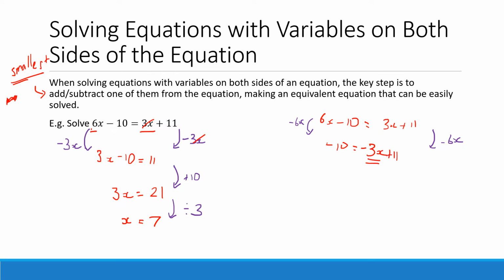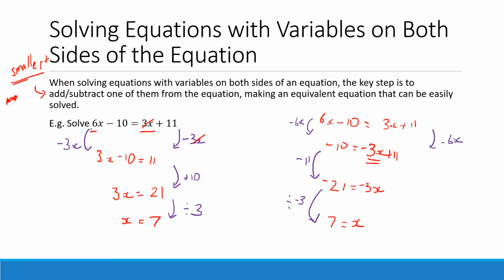Now I've got x on this side, so I want to move that 11. The opposite of plus 11 will be minus 11. Negative 10 minus 11 will be negative 21 equals negative 3x. Divide both sides by negative 3. 7 equals x. I still get the same answer there. So minus 11, divide by negative 3.